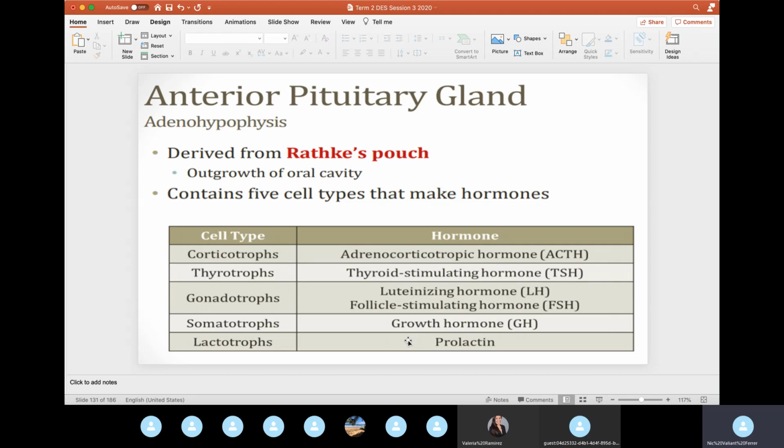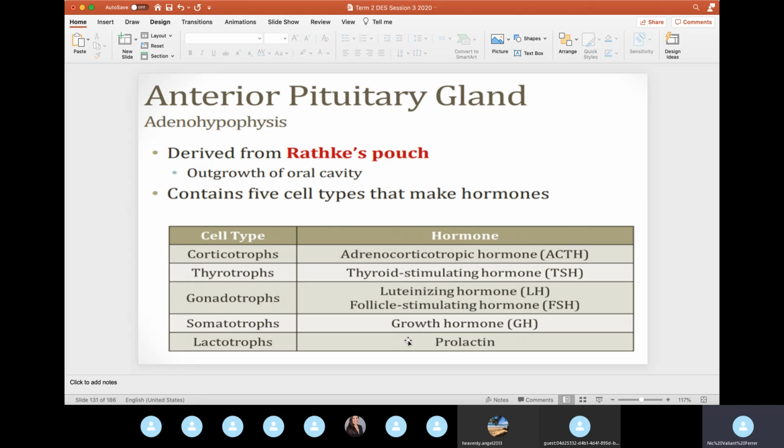Basophils. What are the basophils? B flat, go. FSH, LH, ACTH, TSH. Excellent. So that's your B flat.